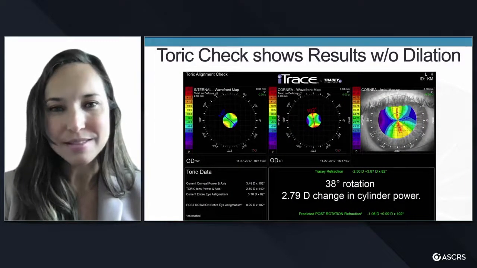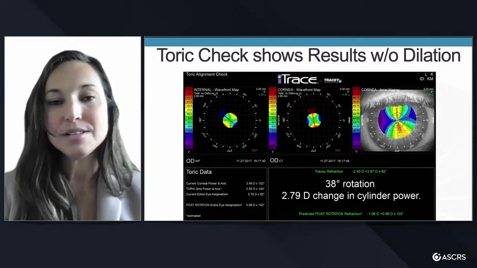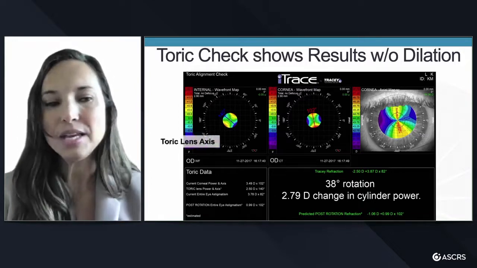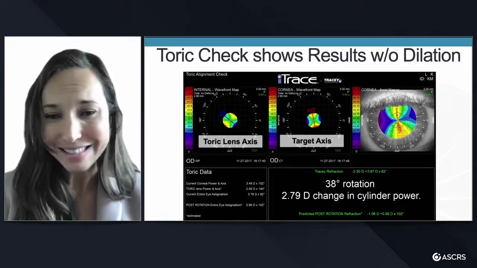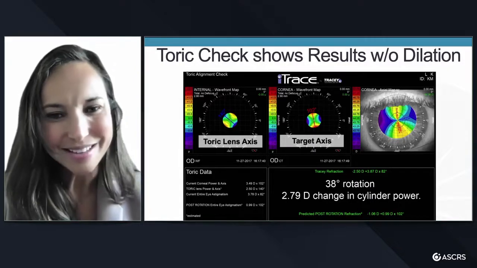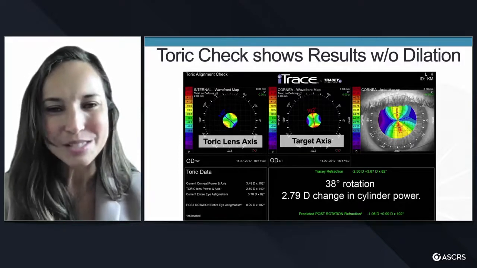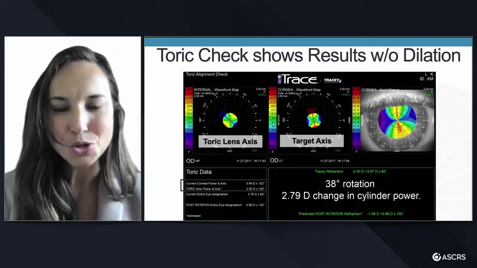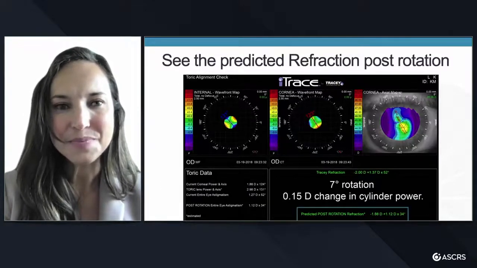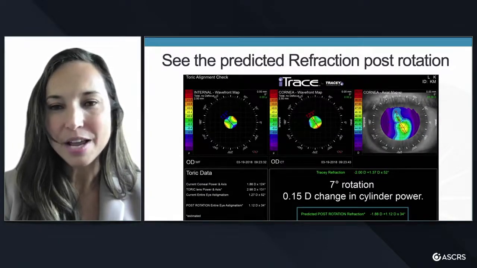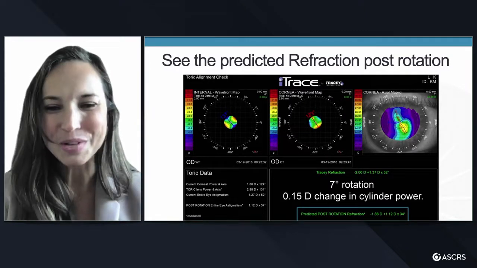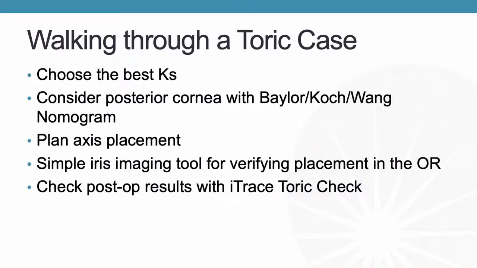We mentioned the toric check. This is great. We don't need to dilate our patients, and actually the software tells us what to do. In this case, we probably need to rotate this lens 38 degrees, and then we expect a 2.79 diopter change in cylinder power. So this is very helpful. It's just a quick picture without dilation. And then again here, after IOL rotation, this is perfect, right? So we don't need to go back and rotate. There's just a 0.15 diopter change in cylinder power.